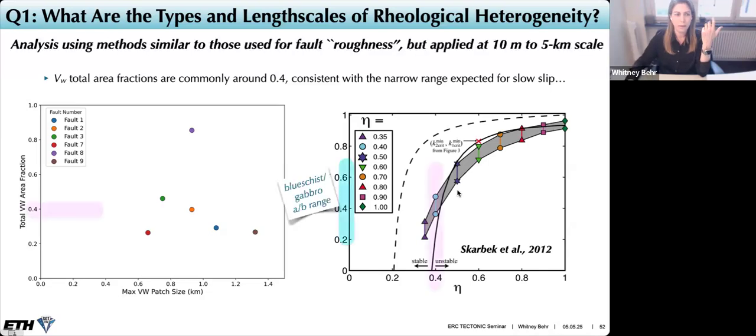If we look at it, roughly, the uncertainties are a bit large here, but our 40% area fraction of velocity weakening material, with our A minus B values for the gabbros and blueschist, roughly overlaps with his gray zone. So this might say the distribution of velocity weakening material is in that sweet spot where we might produce slow slip.